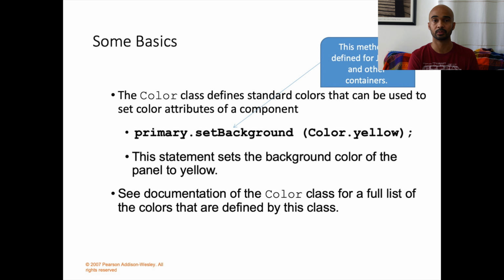The setBackground method actually takes in a Color object. So you can create your own Color object and place it in there, or just use one of the predefined colors in Java. In this case, what we're doing is setting the panel to the color yellow. Okay.